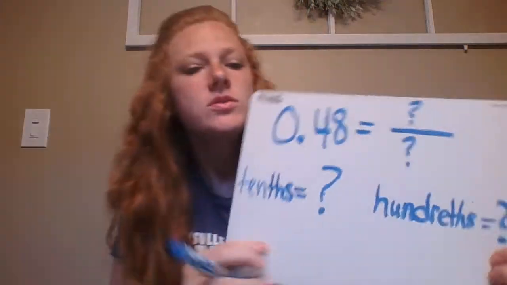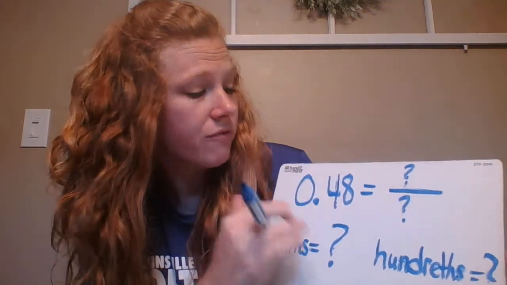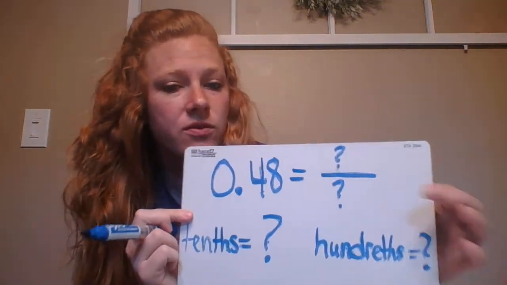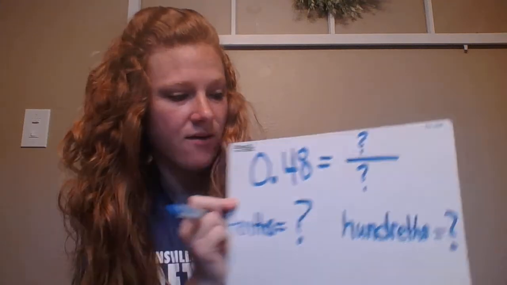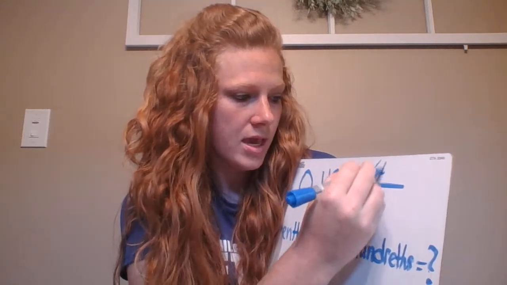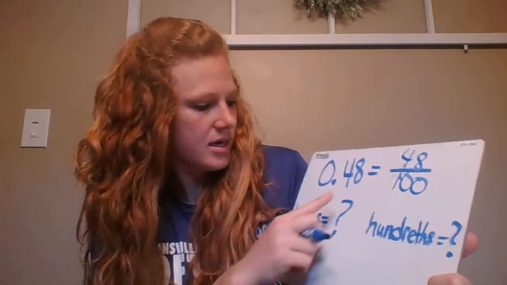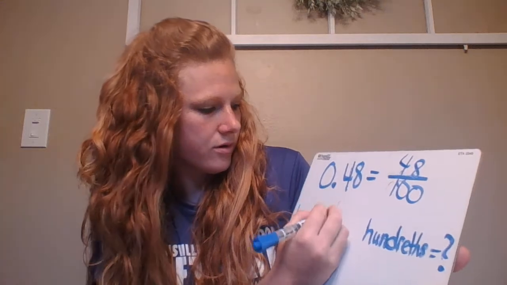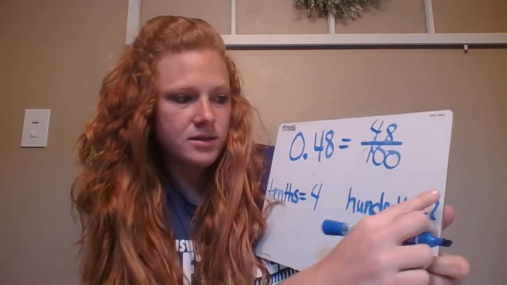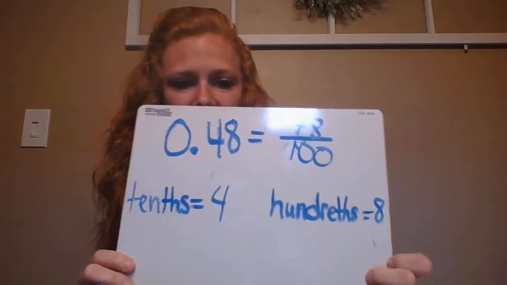The first thing I want to do is go over the extra problem that I gave you on Friday, and I want you to see how you did. So I gave you the decimal 0.48, or that reads as 48 hundredths. The first thing you were supposed to do is write it as a fraction. So you should have written it as 48 over 100. Next, how many tenths were there? There were 4 tenths. And then how many hundredths? 8. I hope you did that well.